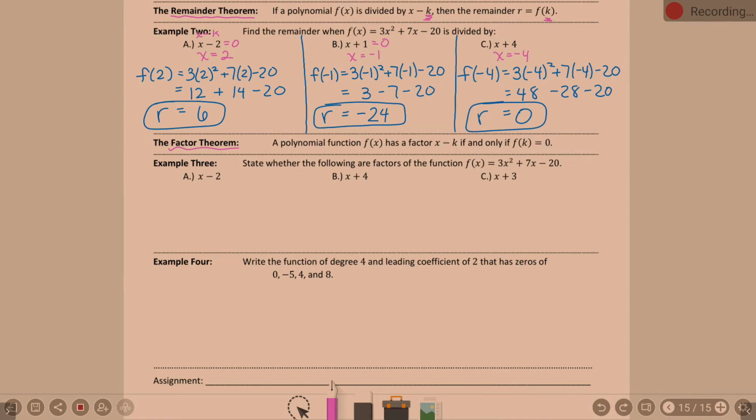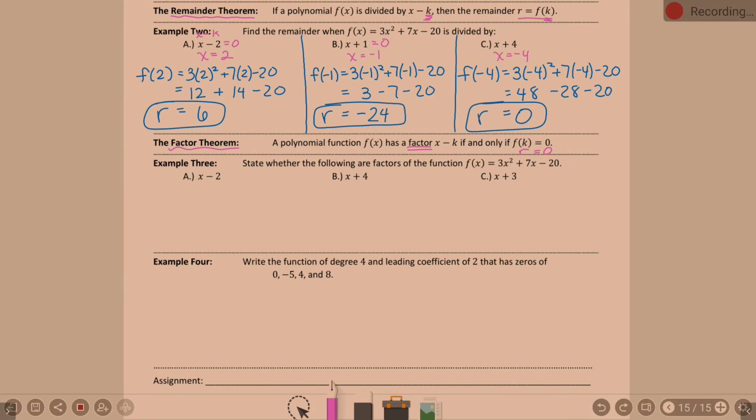Well, what was f of k just finding us earlier? The remainder. So what is this saying? If the remainder is 0, then that means x minus k is a factor of the original piece. Like you could take the original piece and factor it, and that would be one of the pieces. If the remainder is 0. Now, how are we going to apply that? The question says, state whether the following are factors. So these are yes or no questions. Yes, it's a factor, or no, it's not a factor. You just find out the remainder.